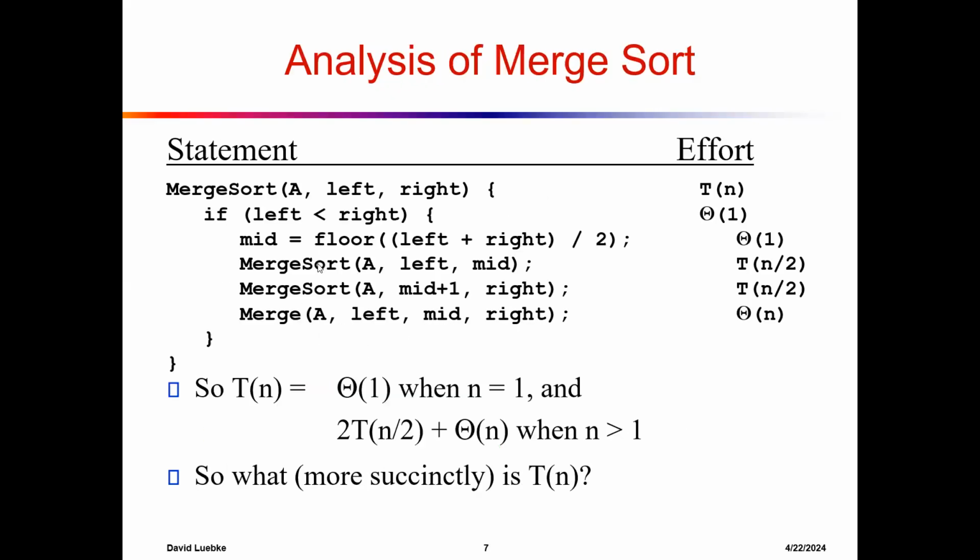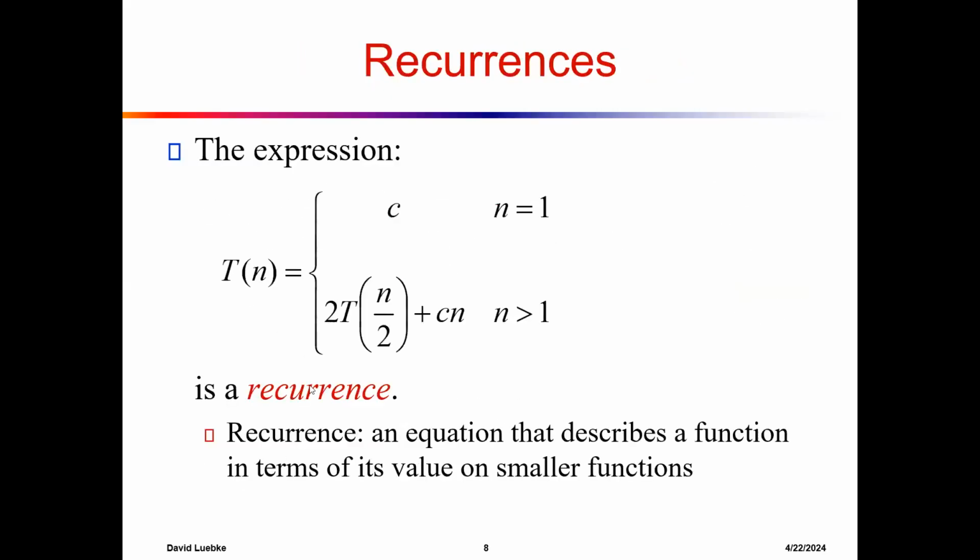Now we call this a recurrence because remember this is recursive, right? This expression is an expression of what happened on the slide before. So this expression is a recurrence. A recurrence is an equation that describes a function in terms of its value on smaller inputs.